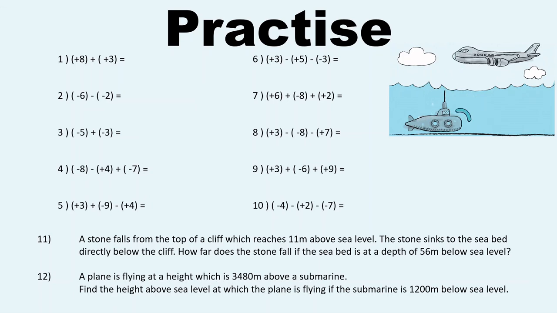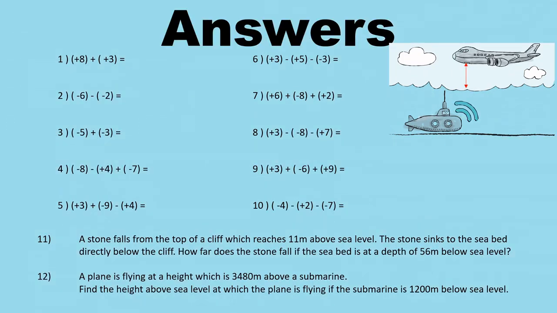I hope you had a chance to hit pause, because here come your answers. For question 1, we're going to do 8 plus 3, which is 11. For question 2, negative 6 plus 2 is negative 4. Number 3, negative 5 minus 3 is negative 8. Number 4, we're going to have to do this in 2 parts, starting with negative 8 minus 4 minus 7. First, we'll do negative 8 minus 4, which is negative 12. So negative 12 minus 7, which is negative 19.